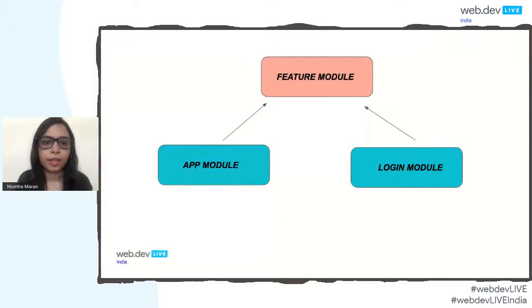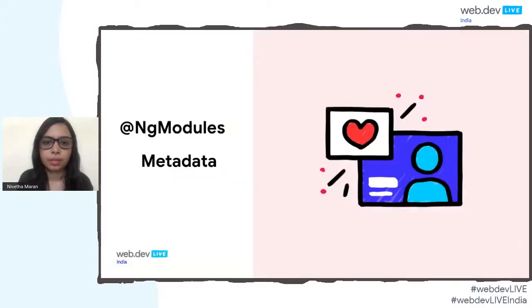So for the previous example, we can declare two modules like app and login and then import them in the main feature module. So next, we will see the metadata sections available while creating an NgModule.